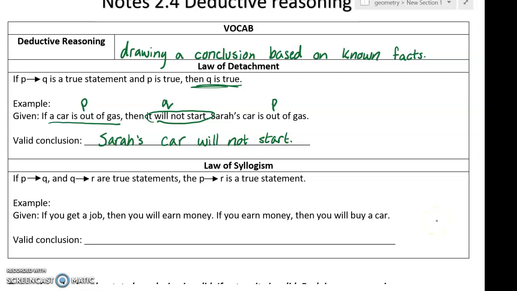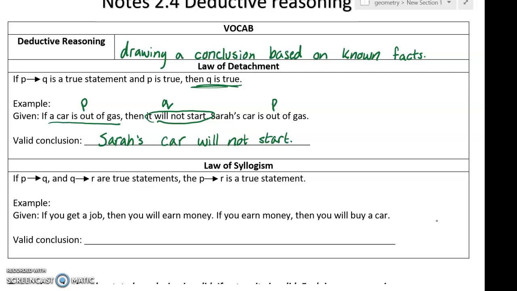The second law we're going to use is the law of syllogism. That's if P then Q and if Q then R are true statements, then if P then R is a true statement. Again, that's kind of hard to understand just reading this sentence here. So let's look at this example.